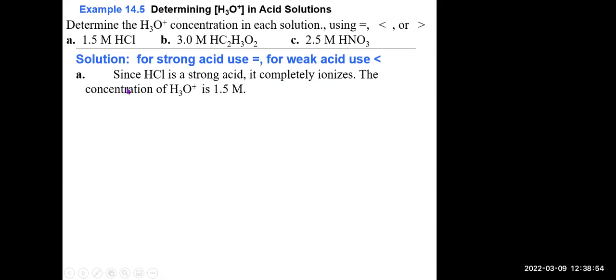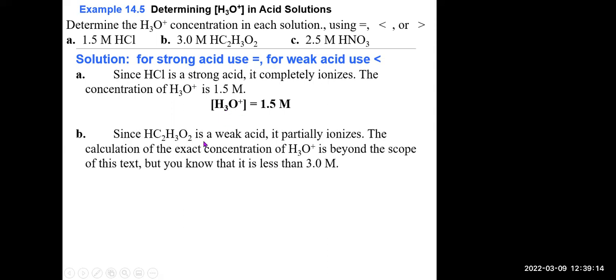We know that this depends on the strength of the acid. If we have a monoprotic strong acid, like this first one, we can say equal. Since HCl is a strong acid, it completely ionizes, so the concentration of H3O+ is equal to the concentration of HCl. HCl is a monoprotic strong acid, so that's why we say equal.